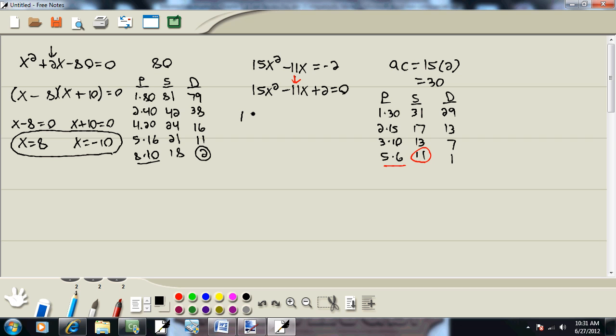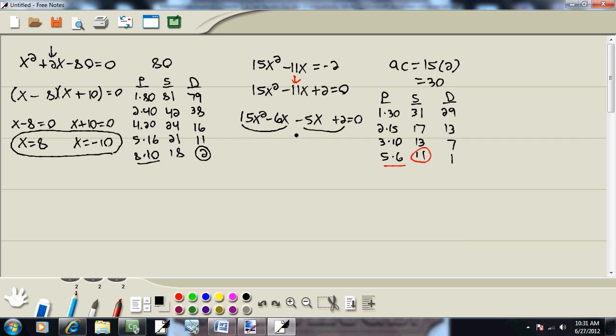Now, remember with the key number method, we rewrite our middle term using those two numbers. The larger number in the P column, which is a 6, is going to be the same sign as our middle term always. So we're going to have a negative 6x. The number we circled is in the S column, S for same sign. So if the 6 is negative, then the 5 has to be negative.